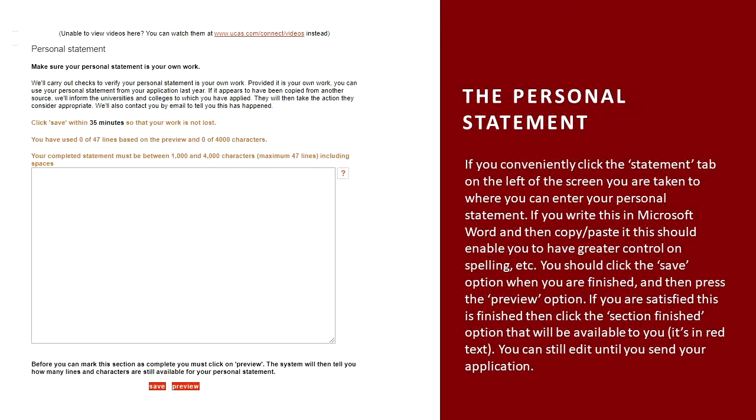The statement, I would always suggest preparing it in something like Microsoft Word, and then when you're done with it, copy and paste it into the personal statement section on UCAS Apply. Okay, whilst you've got your 4,000 characters or your 47 lines, just be careful it doesn't chop anything off at the end when you press save. Okay, I have seen that happen a couple of times with students, because for some reason the character count in Microsoft Word doesn't quite match with that in UCAS Apply.